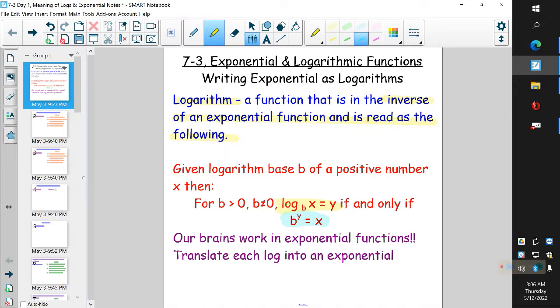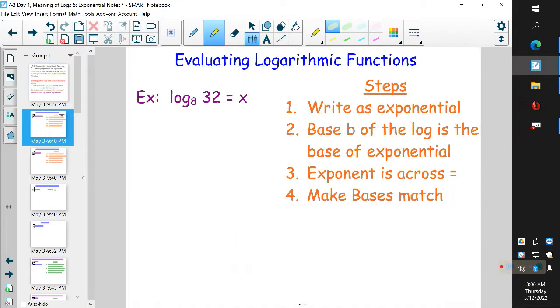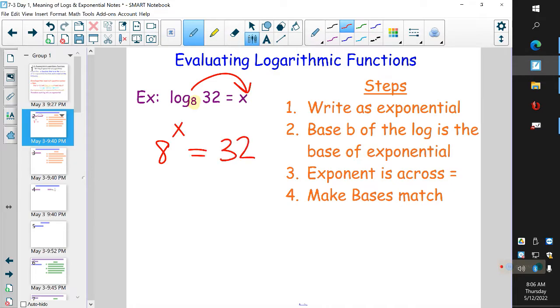Now, our brains think only in exponentials. Our brain does not think in logarithms. So it's super important that we translate every one of our logarithms into an exponential function. How do we go about doing that? Well, it's a very easy concept. What you're going to do is take the base, which is the number 8. You're going to look across the equal sign, and that becomes your exponent, and then you're going to make that equal to 32.